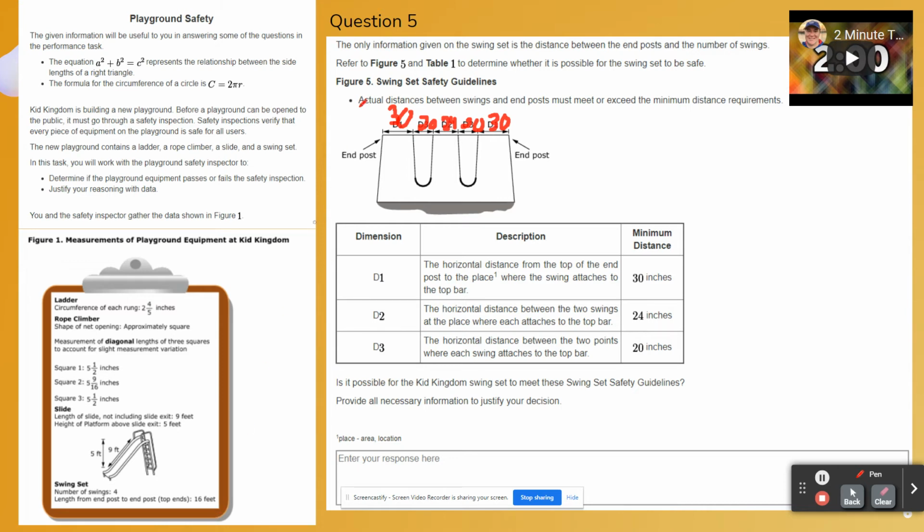Now, the actual distance between the swings and end posts must meet or exceed minimum distance requirements. Now, the minimum distance requirement is 30 inches, 24 inches, and 20 inches, right? We wrote them above there. So, number of swings.